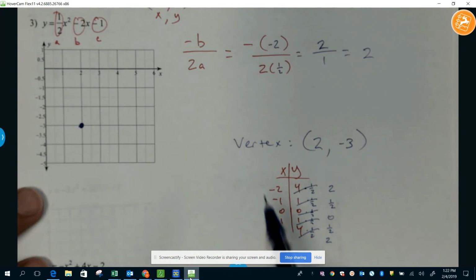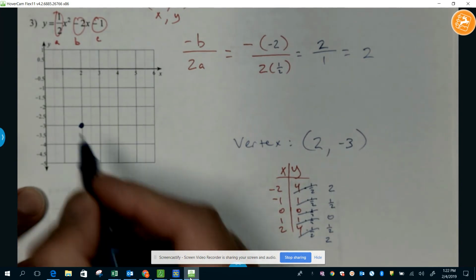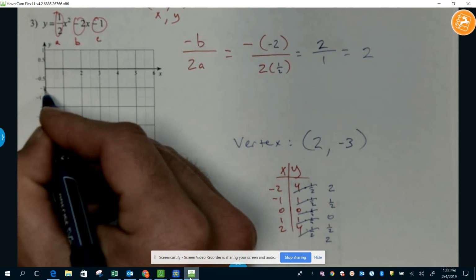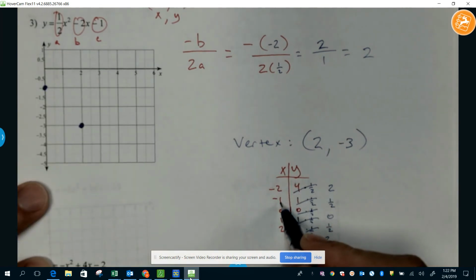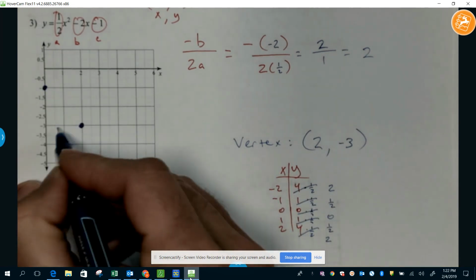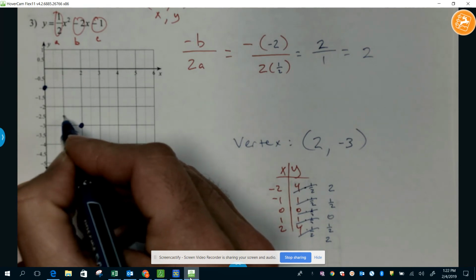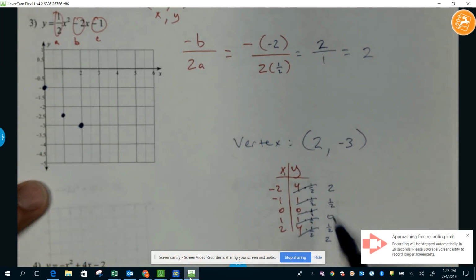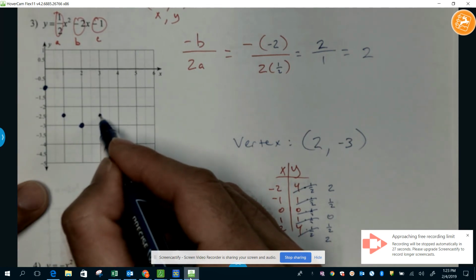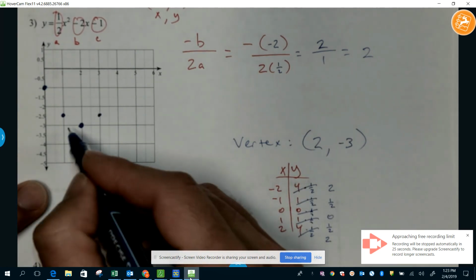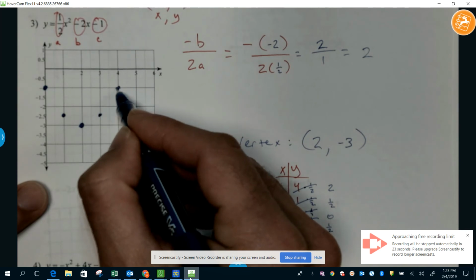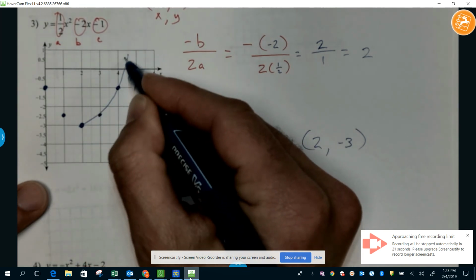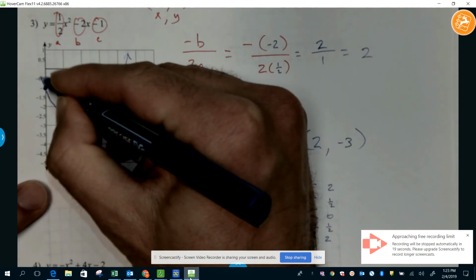So now from this vertex, I'm going to go left 2, up 2. Left 2, up 2. I'm going to go left 1 and up a half a space. Then I'm going to go right 1, up a half a space. And I'm going to go right 2, up 2. Okay, and there is that quadratic.